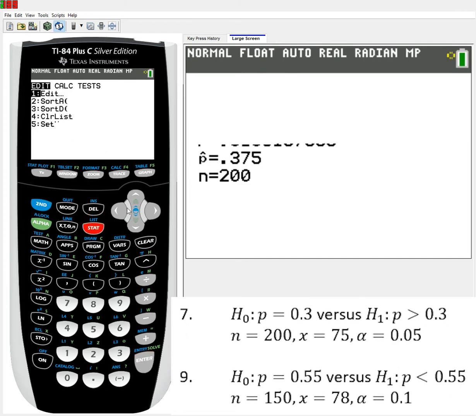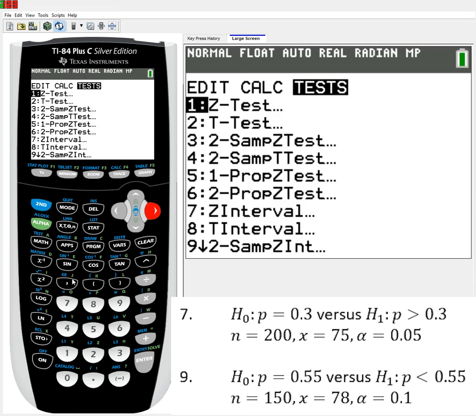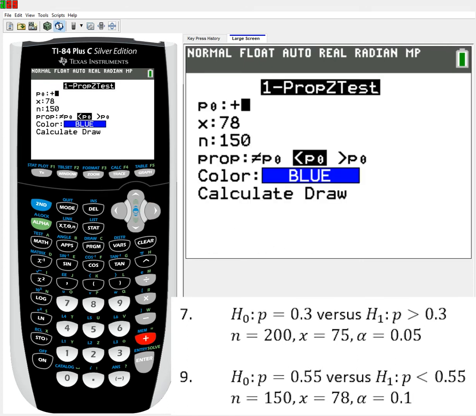So, all we need to do then is plug in our new information. We're going to go in stat, into test, and run program 5 again. In this case, we instead have our p sub 0 value is 0.55. We have x is 78, n is 150, and our proportion is less than p sub 0, or less than 0.55, as per our alternative hypothesis. So we need to make sure the second one is highlighted and selected.